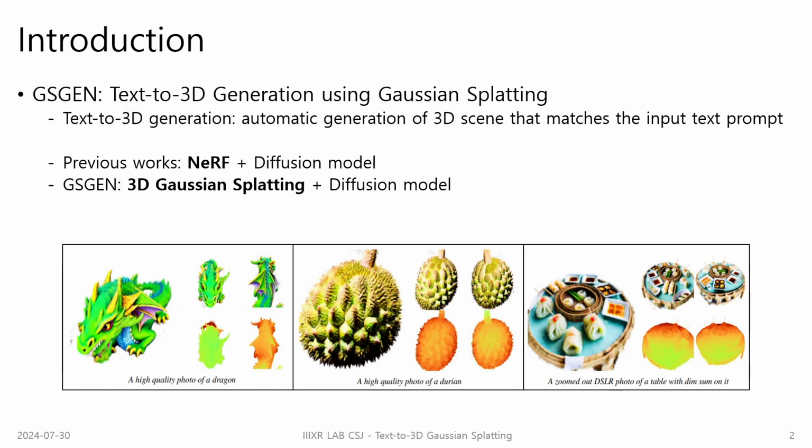The core contribution of GSGEN is its replacement of NeRF with a technique called 3D Gaussian Splatting, achieving substantial performance improvements in various aspects. This presentation will start by explaining 3D Gaussian splatting to make the core contribution easier to understand. It will not cover the basics of NeRF and diffusion models from previous research.